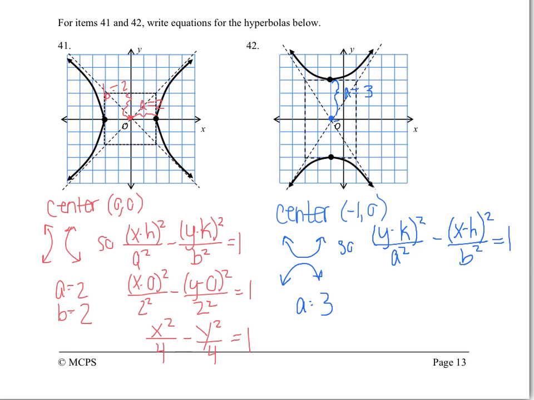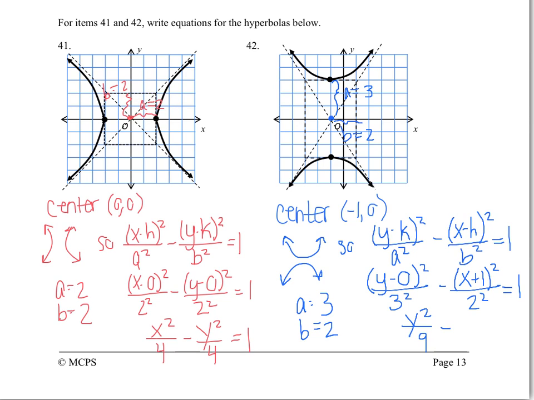B is going to be the distance to my other part of my box. So in this case, b is 2. And we're going to put this in our equation. So we're going to have y minus 0 squared over 3 squared minus x plus 1 squared over 2 squared equals 1. Simplified, this is going to give us y squared over 9 minus x plus 1 squared over 4.